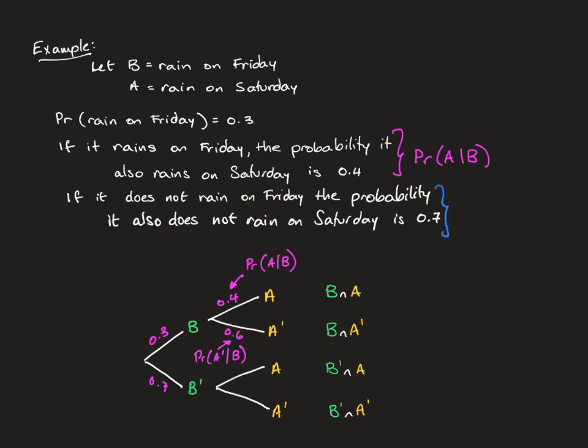So let's write that as a conditional statement. So the probability that it does not rain on Friday. So we know that it doesn't rain on Friday, so that's B dashed. What's the probability that it doesn't rain on Saturday, which is A dashed, is 0.7. So I'm going to put that down here, 0.7, which means this other branch is 0.3. So again, we've got conditional probabilities sitting here on our tree diagram. And the other one obviously sits in here.